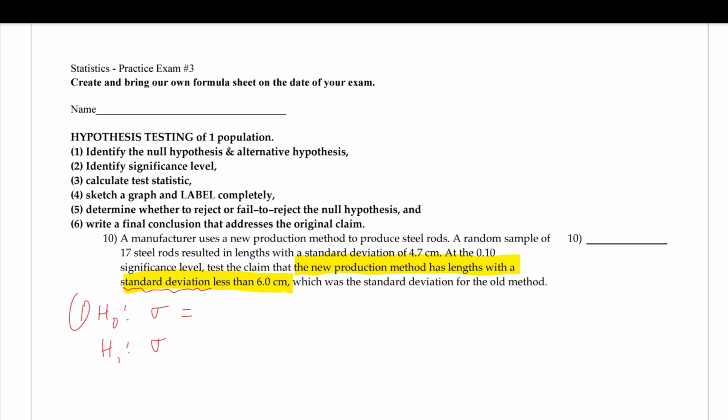And in this case, the claim statement suggests that the standard deviation is less than 6.0. So that would be the alternative here, 6.0. And that is in line with what is stated in the claim statement. And in the null hypothesis, this number has to match that, so 6.0. That's a complete step 1.